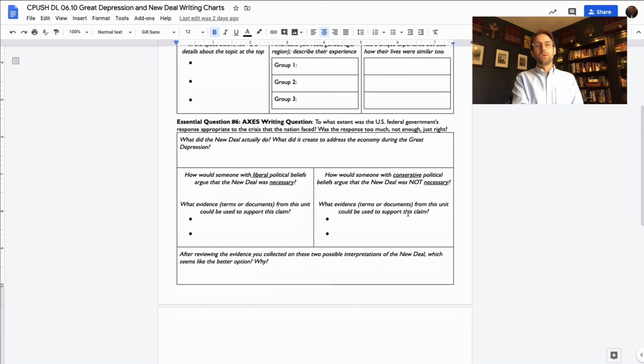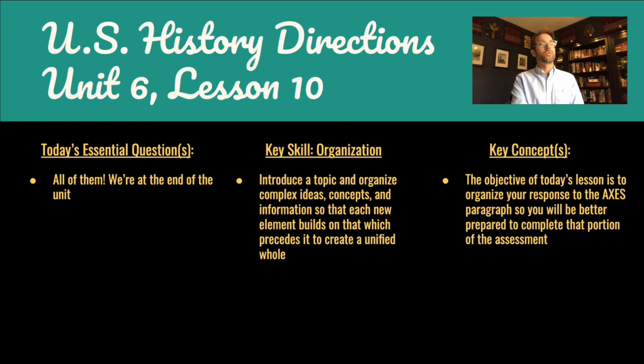So notice you're deciding what your approach to the prompt is down here. That's kind of like your thesis. Up here, you would have collected evidence that supported both points of view. Because you're essentially assessing whether the New Deal was necessary, up here you need to know what the New Deal actually was before you can say whether it was necessary or not. All right, folks, that's it. We'll look back at the directions really quick to wrap up. Remember, you're responsible for all the essential questions, but you're really focusing on number 6 to prepare for the axes paragraph. You can see that's reflected in the key concept right there.